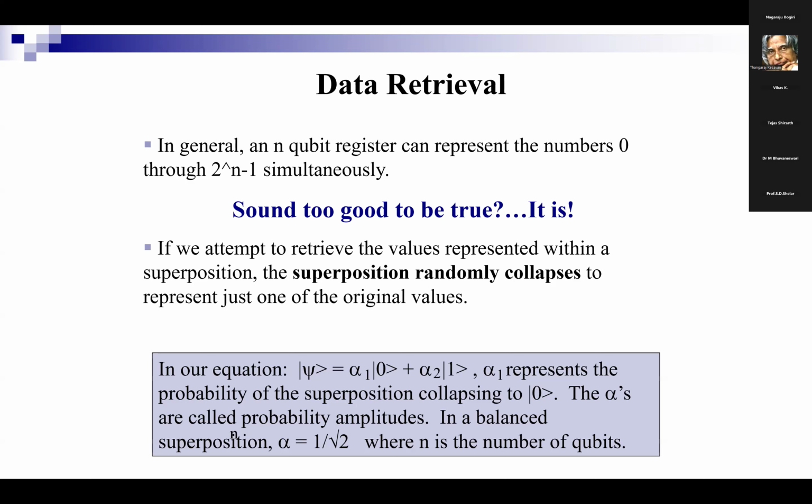However, as impressive as this sounds, it's not entirely true. When attempting to retrieve the values from a superposition, the state of the qubits collapses randomly to just one of the original values.